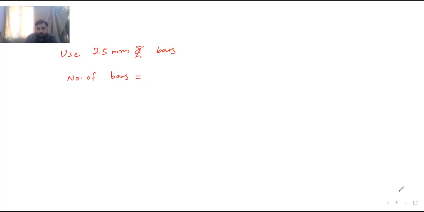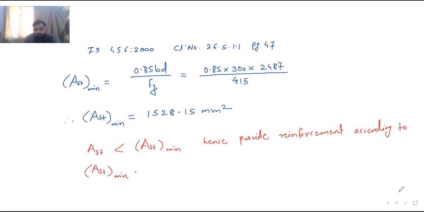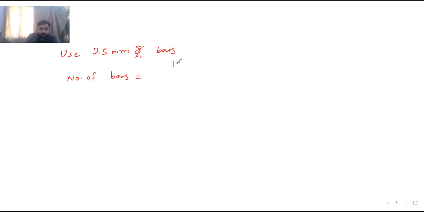bars is equal to, what is the area? 1528.15. So it is 1528.15 divided by area of single bar 5 by 4 into 25 square. Now calculate this. 1528.15 divided by area of single bar. It is 3.11, which is nearly equal to 4 numbers.